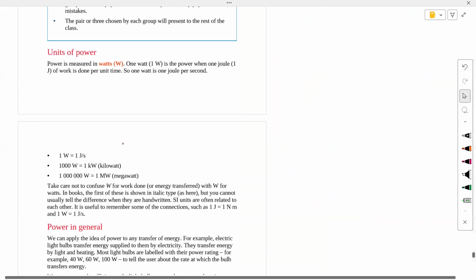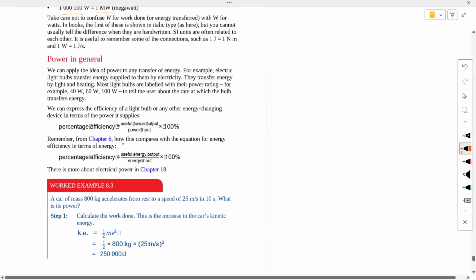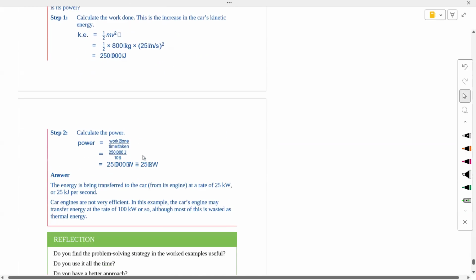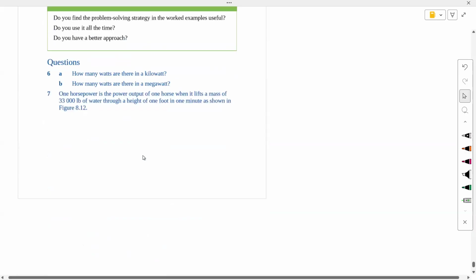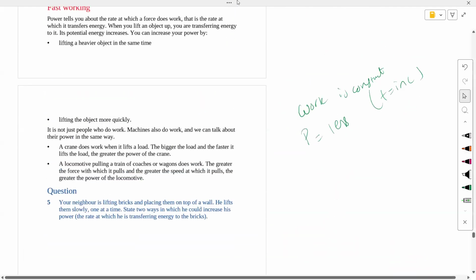The unit of power: 1 watt is equal to 1 joule per second. 1000 watts is equal to 1 kilowatt, and 1 million watts is equal to 1 megawatt. Efficiency again comes in the same way, useful output over input. And that is the end of our first section of physics, that is measurements.